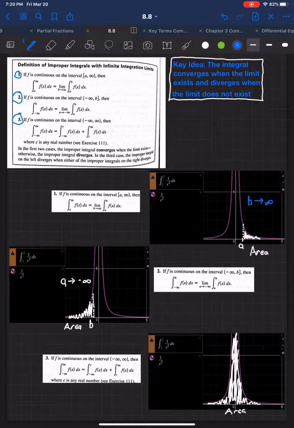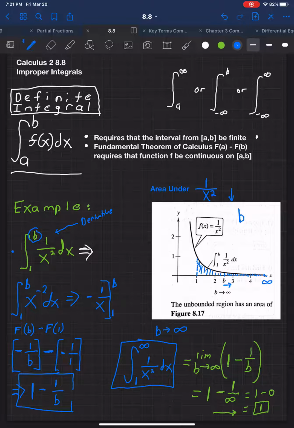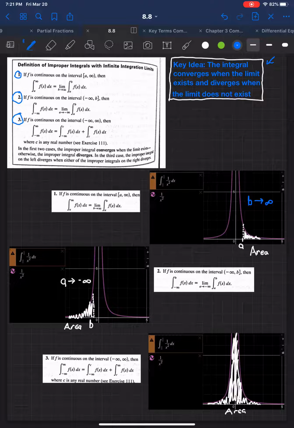Okay? So first let me read the key idea to this whole section. The key idea is this. The integral converges when the limit exists. Right? So let me go back to that last page. You agree with me that the limit exists in this problem, right? It was equal to 1. So the limit exists, thus the integral converges. That means you actually can find the area.